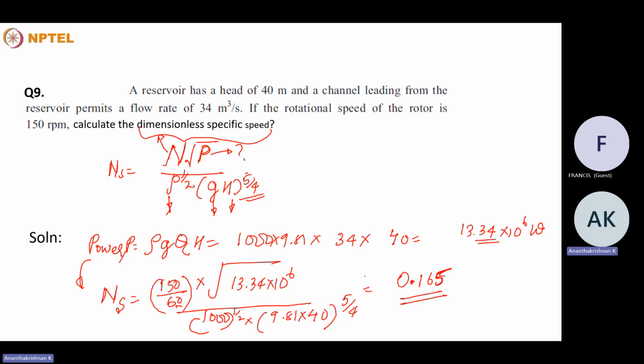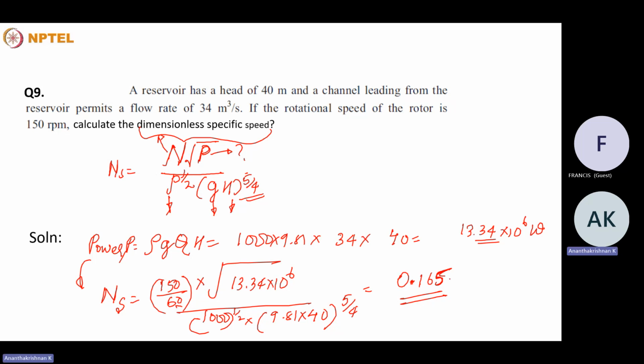That is the equation for the dimensionless specific speed of a turbine. For a pump, we have to take into consideration the Q term and root 2 divided by x 3 by 4. But for the turbine, we have to take in terms of power, and correspondingly the degree, the power of the head term will also vary. It will become 5 by 4.